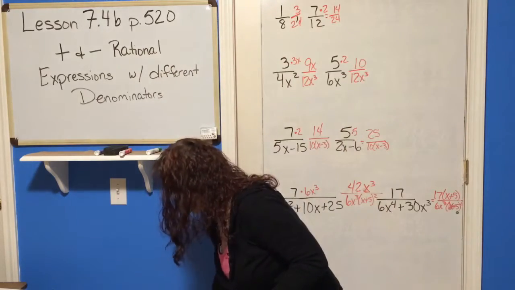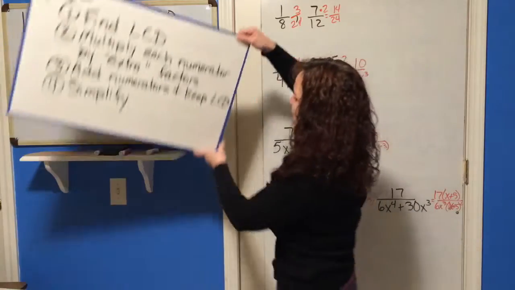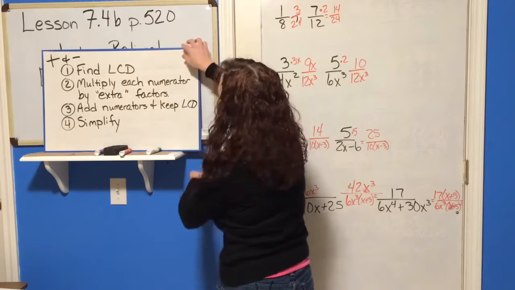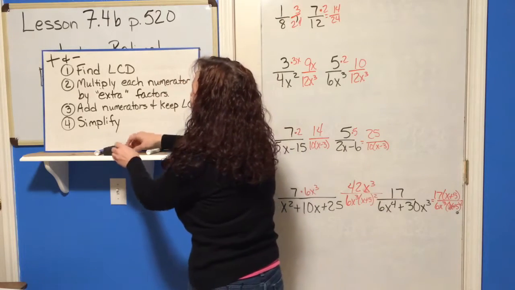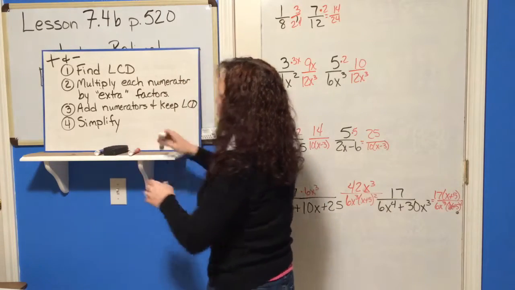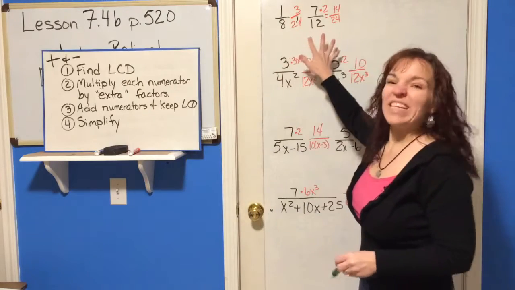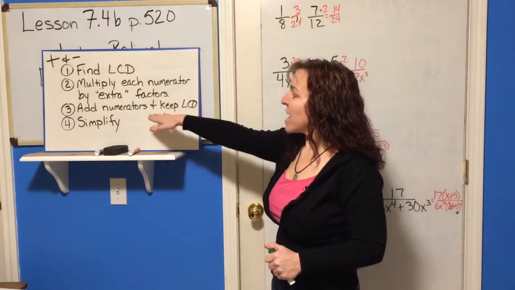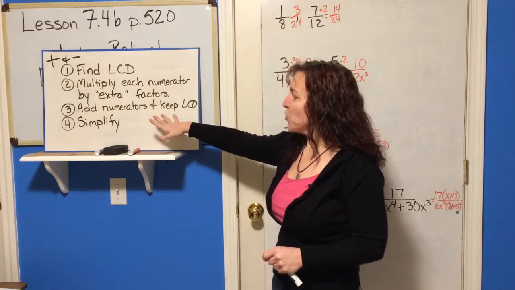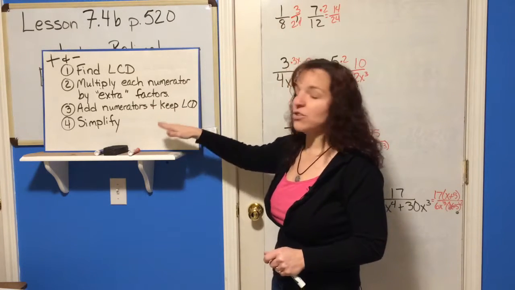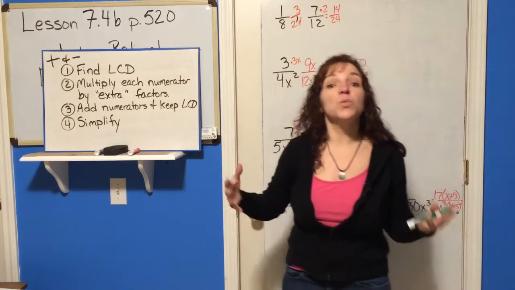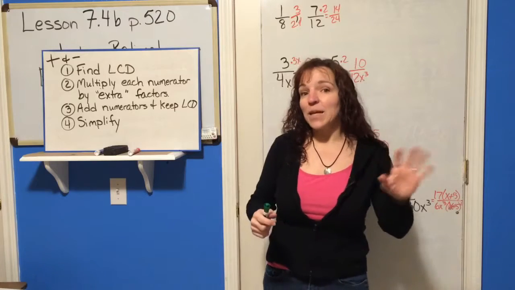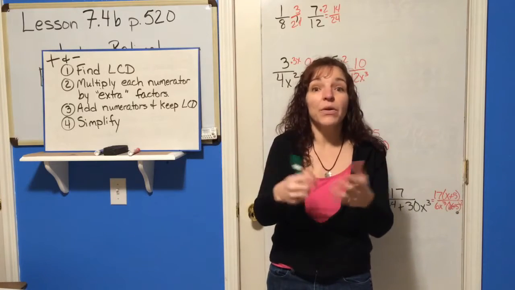The first two steps on today's are: first you need to find the LCD, and then you multiply each numerator by the extra factors, which is what we already did to get our fractions that have like denominators. The third step is just to add the numerators, keep your least common denominator, and then simplify. So we're taking the first couple of sections and the last couple of sections and putting them together.